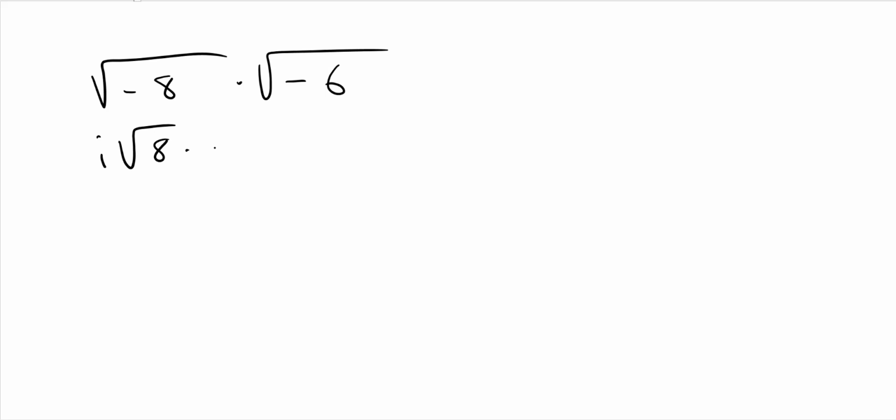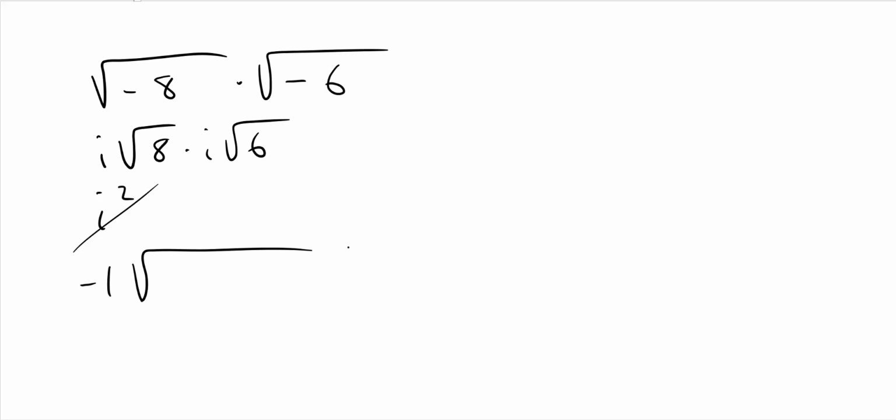So if I have the square root of -8 times the square root of -6, again, you cannot do anything unless you take an i out. So it's going to be i root 8 times i root 6. So we're going to get i squared, and right away I can write that as -1. So now what I have is 8 times 6 is 48.